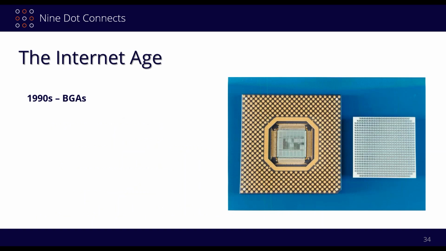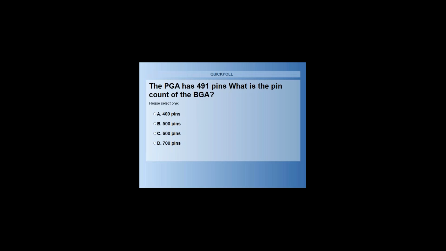We get into BGAs, and this brings me to my third polling question. How big do you think, or how many pins do you think this BGA is? Now this other chip over here, which was the prior revision, and it was for a mainframe computer for Unisys, this had 491 pins. Obviously it's much larger. So how many pins do you think this one is? I'll just give you a few moments here just to throw some numbers at it.